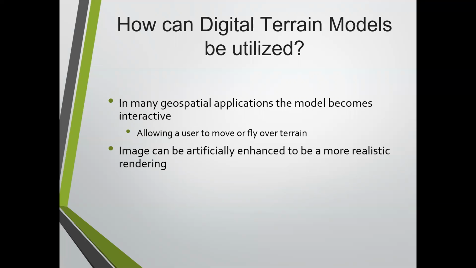Then of course, your image can be enhanced by actually bringing texture into that, so you can do more realistic rendering. And there's a couple of ways you can do that. One is you can bring textures like grass and those kinds of things into it. The other way is to bring a realistic photo and overlay it. That's what we refer to as draping. So you can drape a raster image over your digital terrain model.